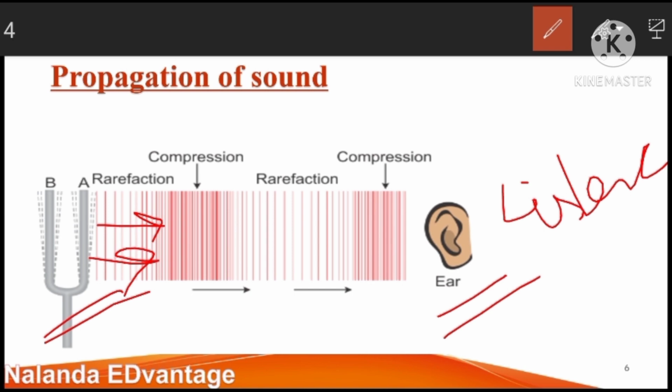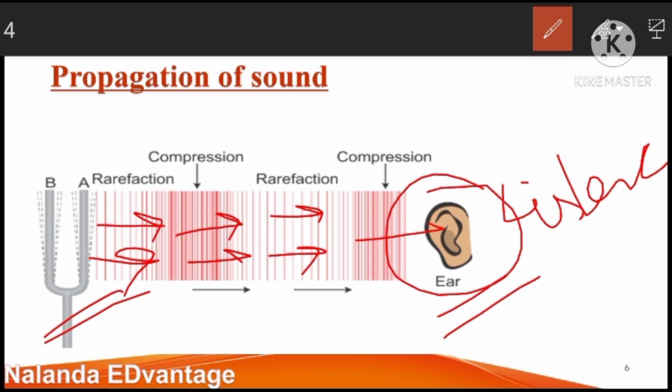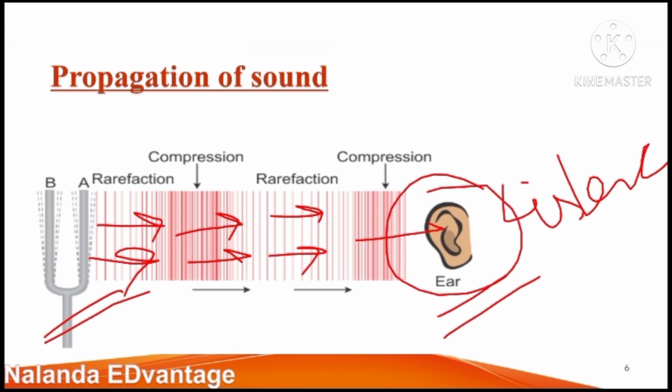So first of all, this vibrating fork will create the vibrations. These vibrations will move further and further away, displacing the next particles. Ultimately, it reaches the receiver. This is how propagation of sound happens.